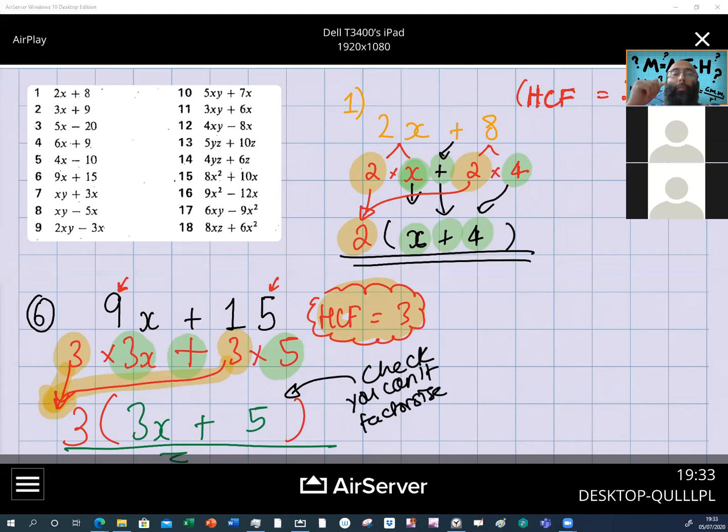Okay, so 3x plus 5. Can we factorize that again? 3x plus 5, Layla? No. Okay, no is good. When you say no, that means you finished the question. So here, a no is a good answer. So you ask yourself, I've got my brackets 3x plus 5. Could I factorize it further? If the answer is no, that means you finished the question. Let's move on to the next question.